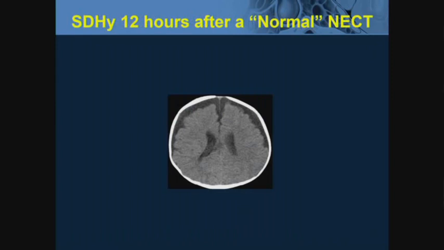So what do we look for as radiologists when we are looking for the potential for abusive head trauma? Here is a subdural hygroma 12 hours after a so-called normal CT scan. I think if you look carefully, you see that maybe there is a little bit of hemorrhage here, but most of this is a subdural hygroma. It's not a chronic subdural hematoma.